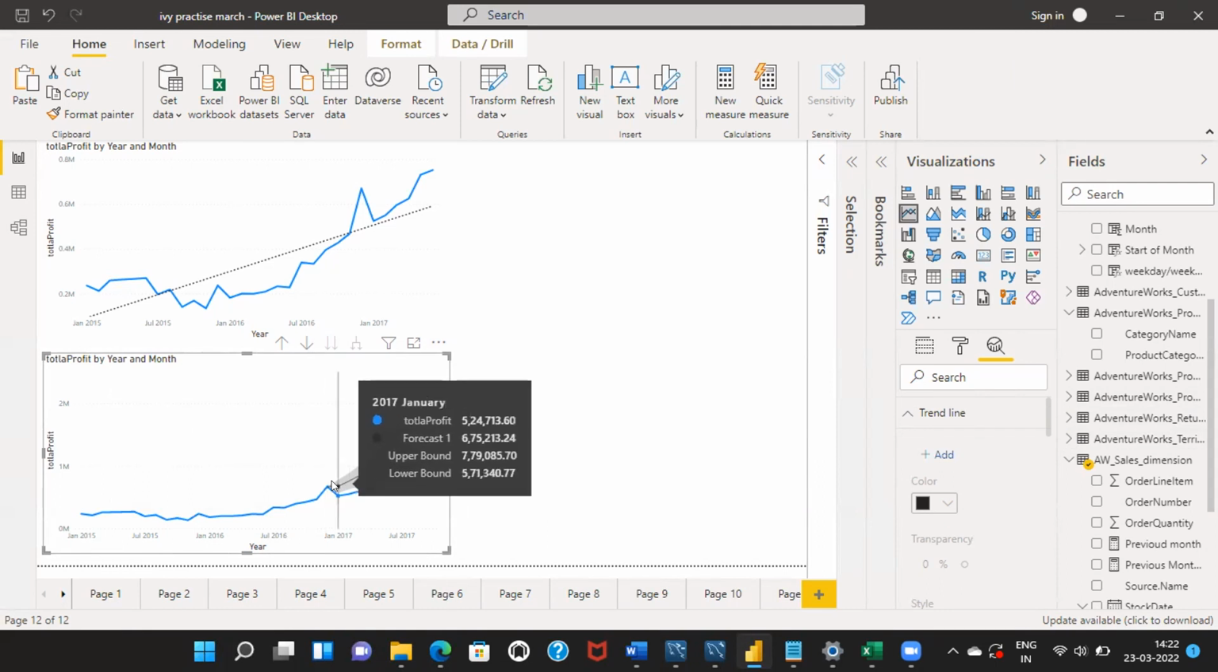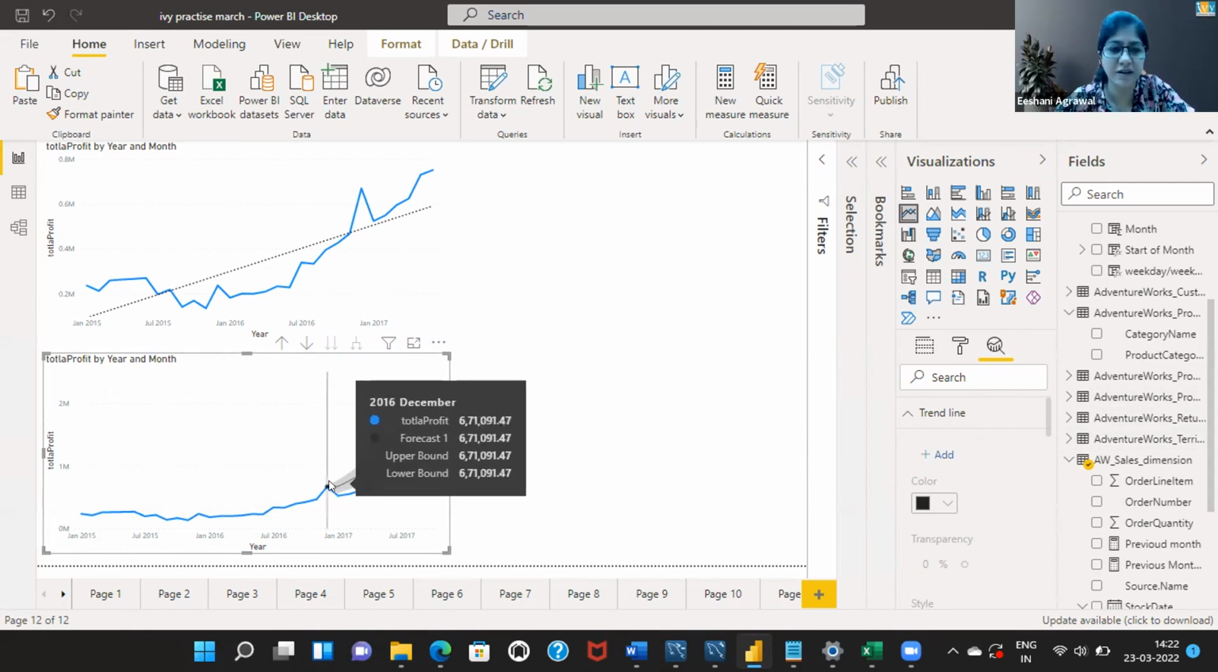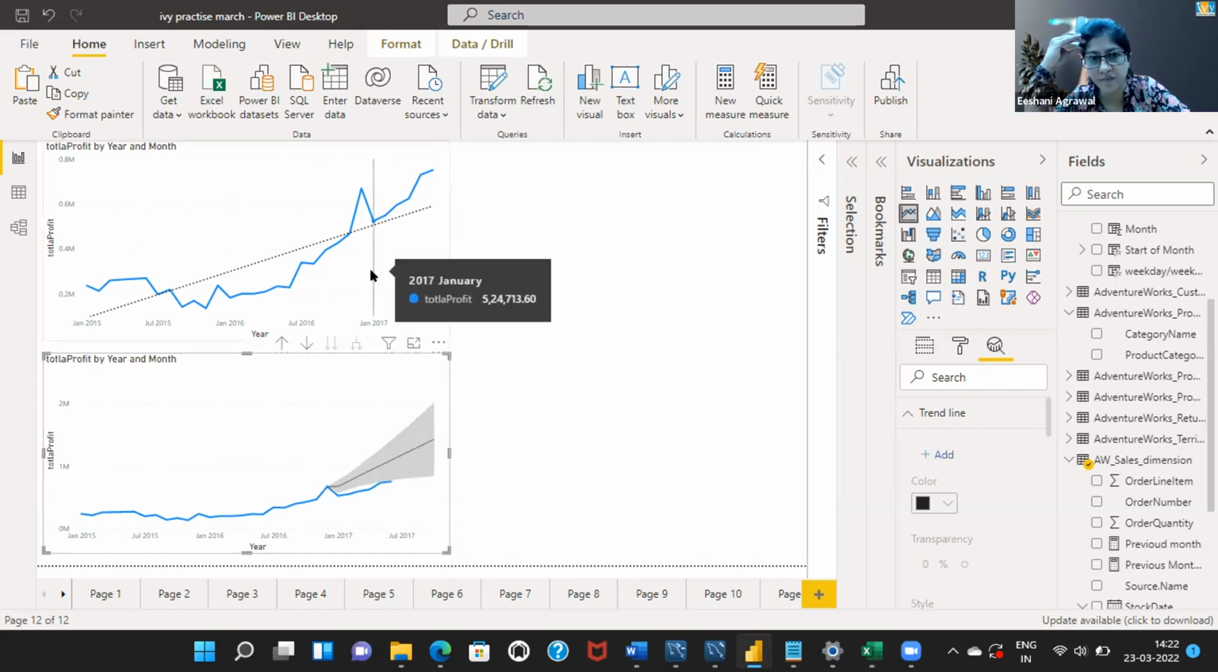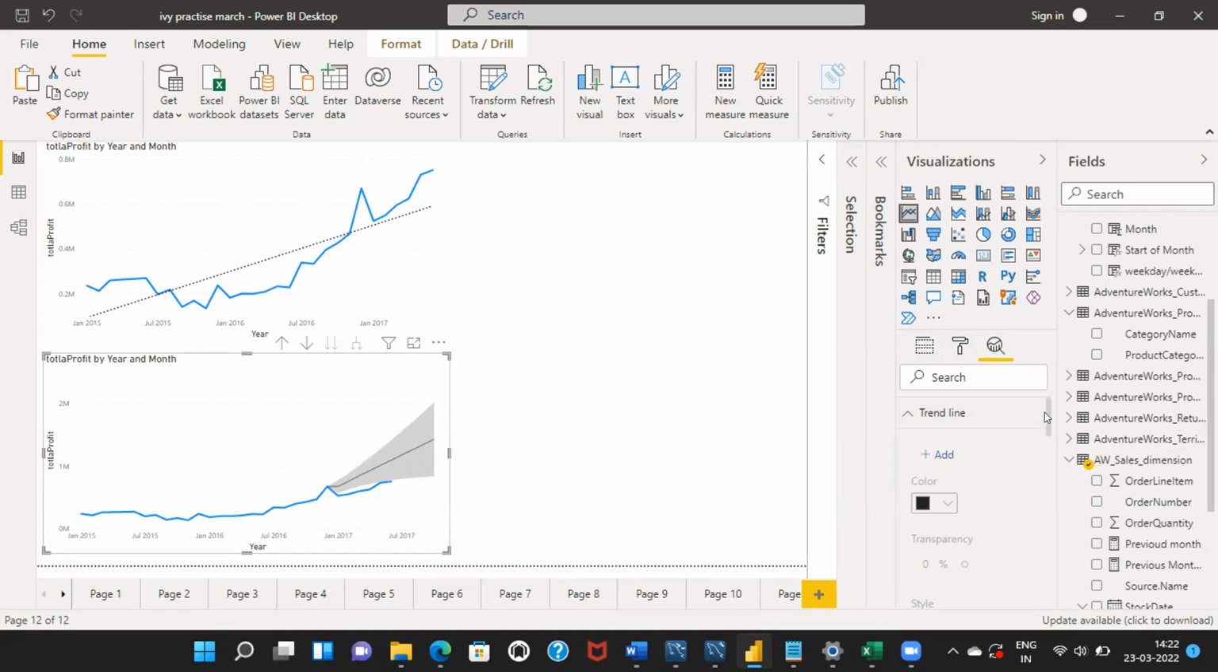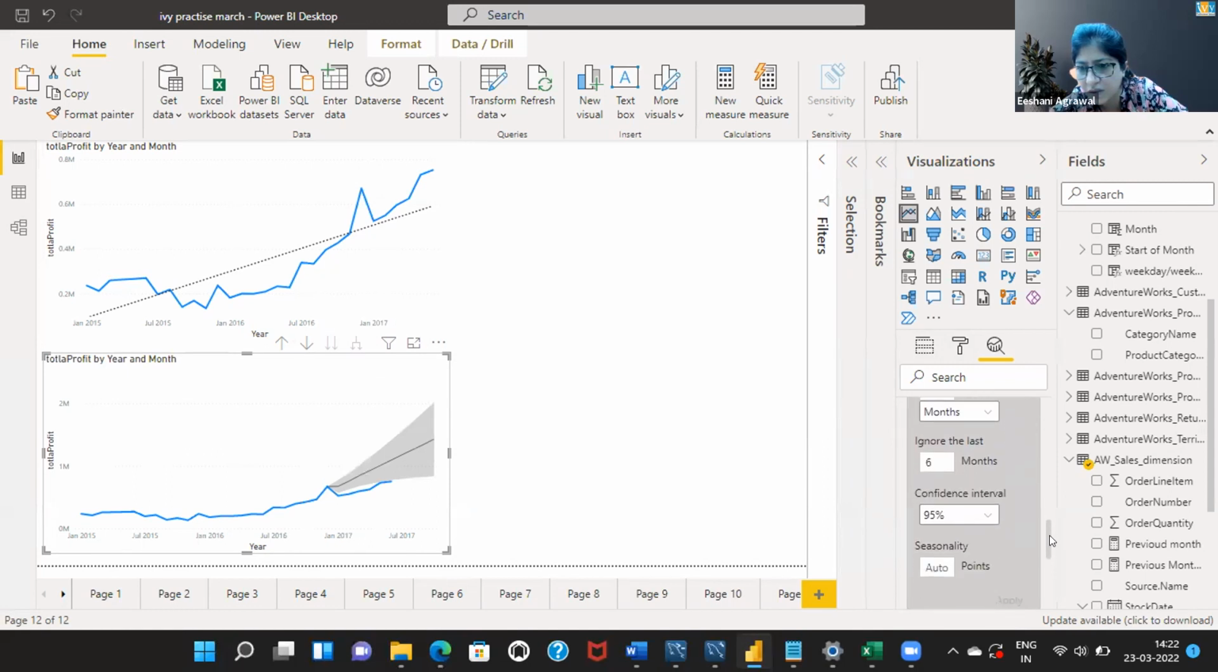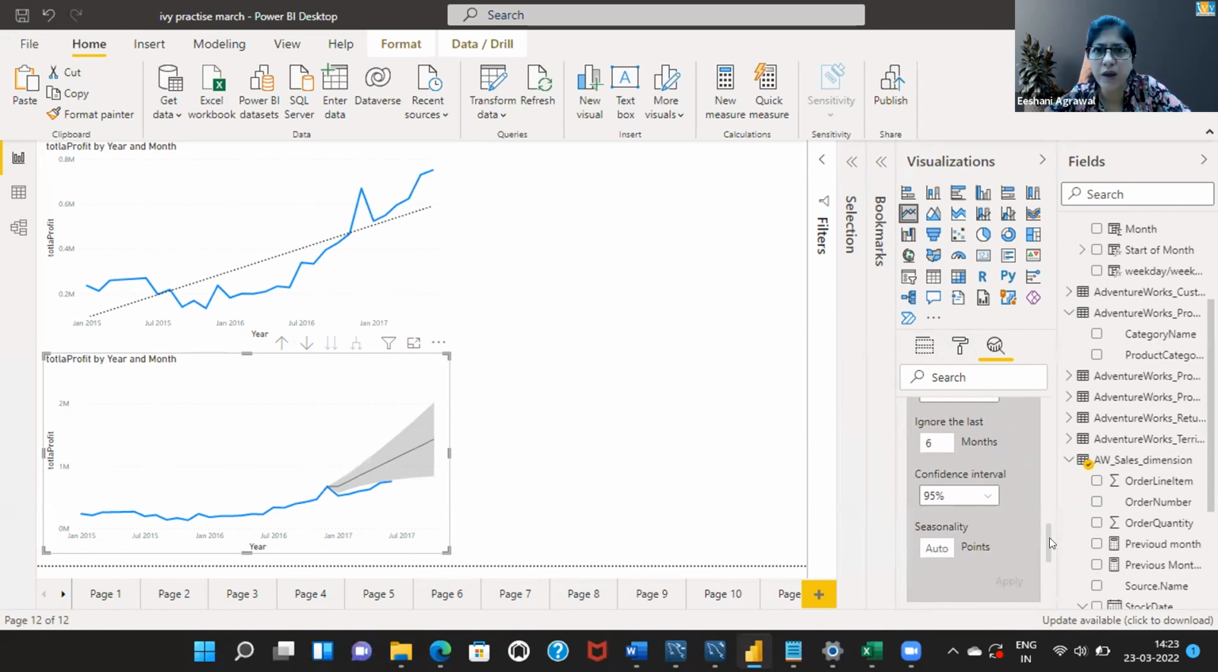Forecasting is done after you have the data points, right? When you already have a data point, why is it forecasting from there? Can I go and look at your forecast model once again? It should come after 2017. 6, seasonality, auto. Why is it coming so? Can I get control of your screen once? Yeah, sure. It says ignore the last 6 months. Ignore the last 6 months. That's why.